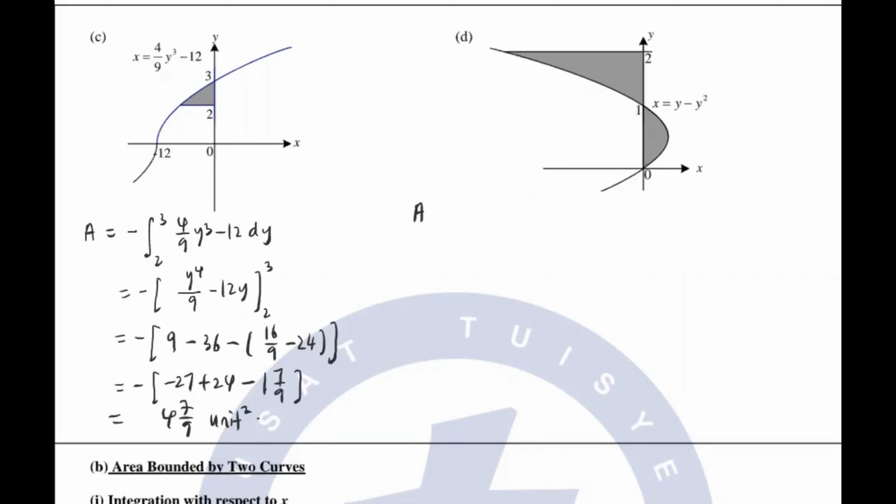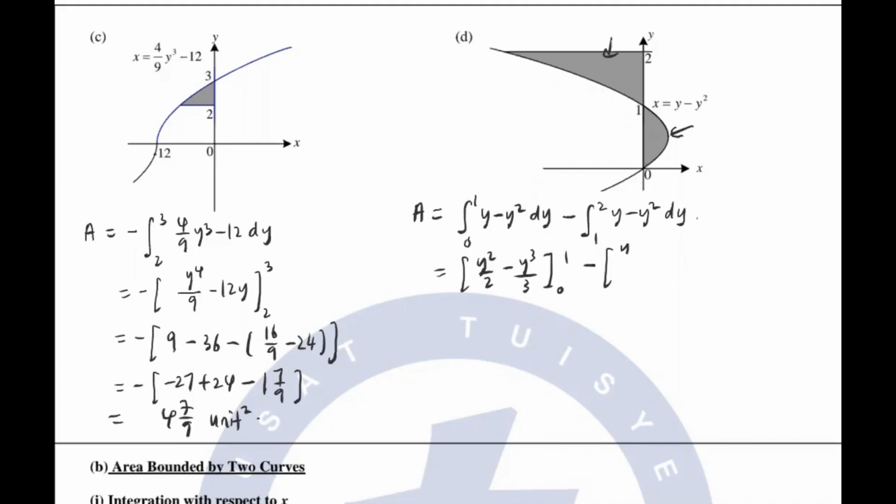Okay, B. If you integrate these two separately, the one on the right is 0 to 1 of y minus y squared dy. The one on the left, you put a negative in front, 1 to 2 of y minus y squared dy. So this would be y squared over 2, y cubed over 3, 0 to 1. This will be y squared over 2, y cubed over 3, 1 to 2. Okay, so put 1 inside.